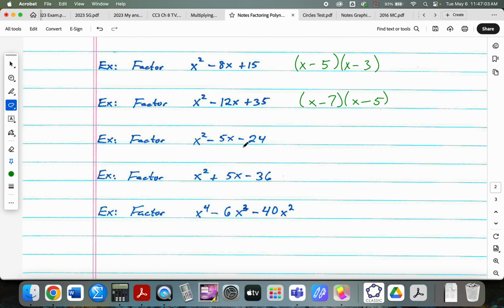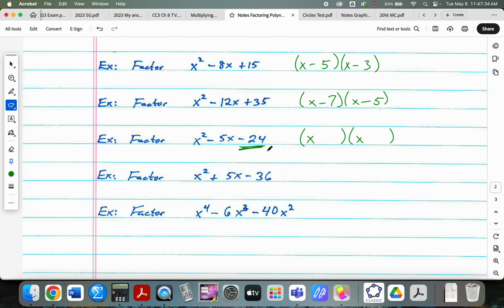Because if we want things that multiply together to be negative 24, one of them has to be positive and one of them has to be negative. So again, I know that it's going to start with an x and an x, so that when I multiply those first terms together, we get x squared. There are lots of different ways I could get negative 24. I could have positive 24 and negative 1, negative 24 and positive 1, all kinds of stuff. And you just kind of in your head go through those things.